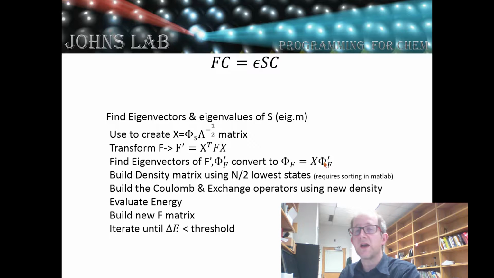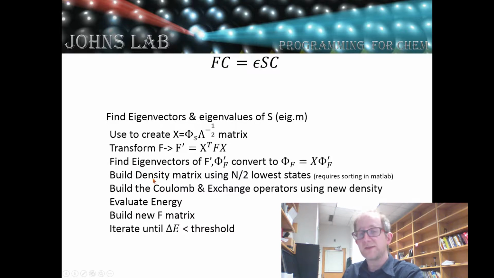Once we have the eigenvalues and their associated eigenvectors, we're going to build a density matrix using the n over 2 lowest states, so we're putting 2 electrons into each level. And this comes with a small widget. When MATLAB returns the eigenvalues and eigenvectors of a matrix, it doesn't do any sorting. If you're doing this in Fortran or C and using, say, the LAPACK routines, it would come out sorted. MATLAB doesn't sort them, so we need to do that ourselves, and we want to take the n over 2 lowest eigenvalues and associated vectors.